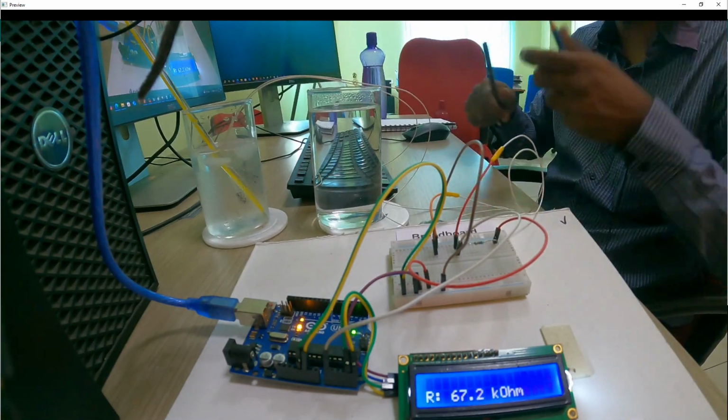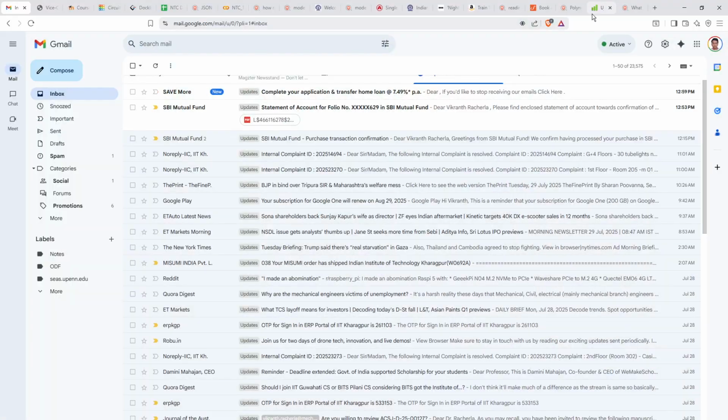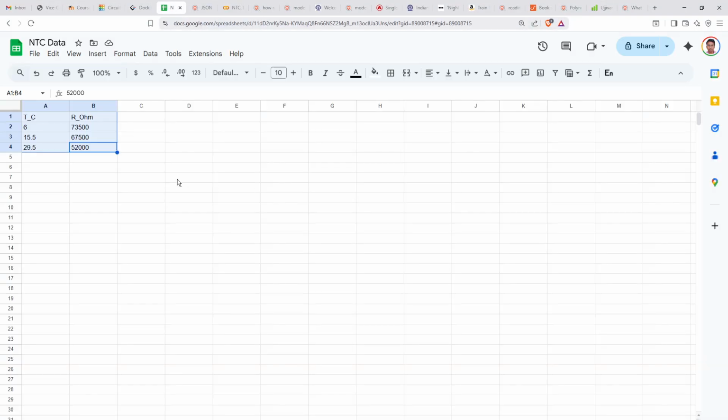Next I'll open a Google Sheet, and in the Google Sheet I'm going to enter the data of temperature versus resistance. So let me enter the data now. At 8 degrees Celsius, the resistance in ohms is 66,300 ohms. At 22 degrees Celsius, it is 54,800 ohms.